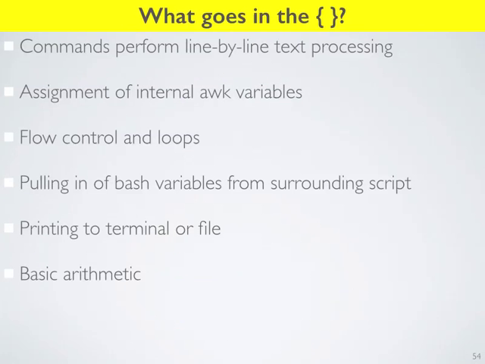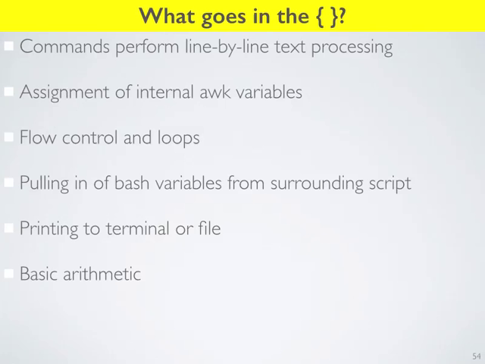So how do we actually write the awk program? So what goes in the curly braces? So the right way to think about awk is it performs line-by-line text processing. So it's going to go through your file one line at a time, and it's going to do the same thing to every line. That's just the way the program is designed. That's a common thing you want to do. And so that's the right way to think about it.